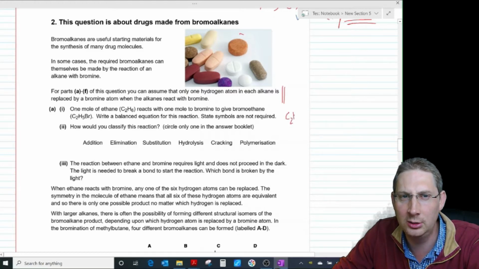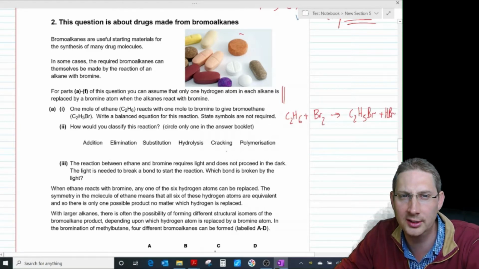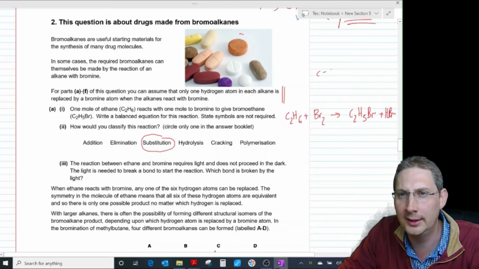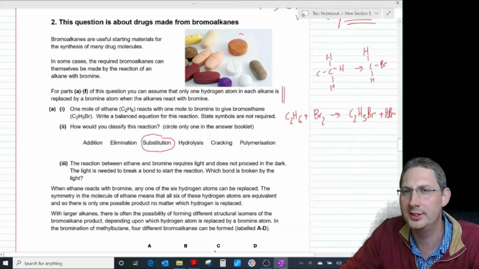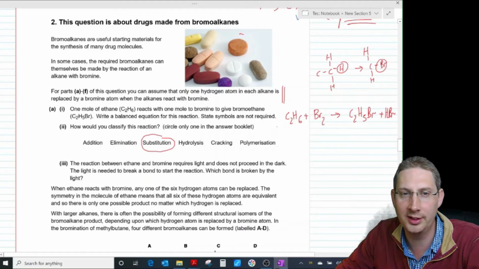Okay, C2H6 plus bromine gas forming C2H5Br. What happens? Well, we also generate hydrogen bromide. Fairly straightforward starter. How would you classify this reaction? It is a substitution reaction. What we're essentially doing is substituting one of these hydrogens for a bromine. We're not adding more, we're substituting one thing for another.